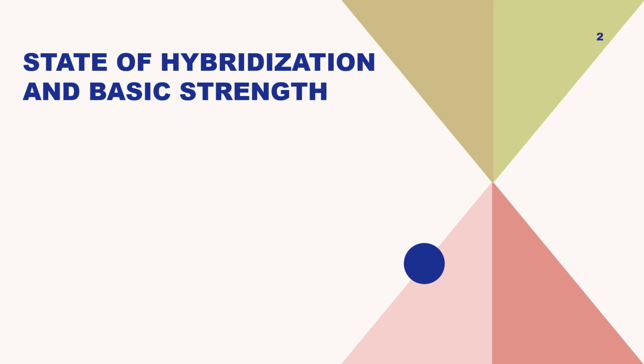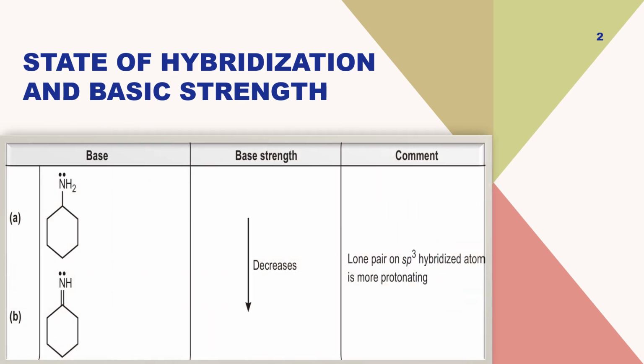For example, the first factor is state of hybridization and basic strength. We are taking an example. Suppose in compound A there is NH2, and that nitrogen is sp3 hybridized. In compound B the nitrogen atom has sp2 hybridization. So in compound A nitrogen is sp3 hybridized, and in compound B nitrogen is sp2 hybridized.